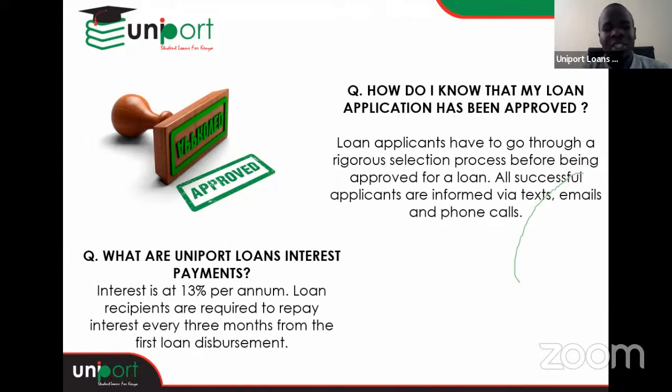Okay, what about our interest payments? So we charge 13% interest per annum, and students are required to pay this interest every 3 months from the first loan disbursement. So if you applied for your loan today and you got the loan in January, for instance, it means we will start charging interest from the first time the loan has been disbursed. And it's on a quarterly basis, as is clearly indicated. So every 3 months, you'll be able to pay interest because the interest is charged by annum.